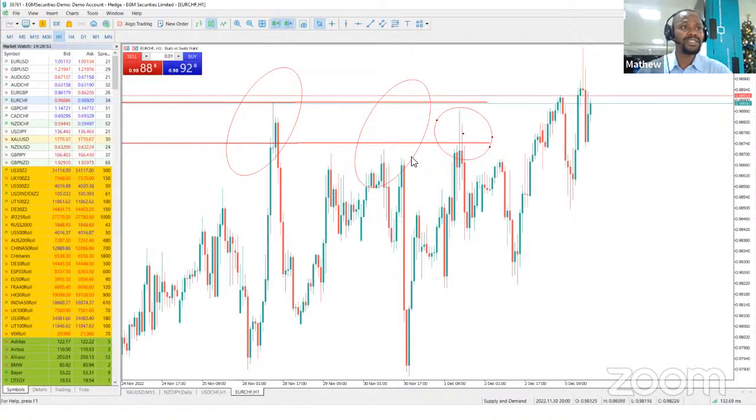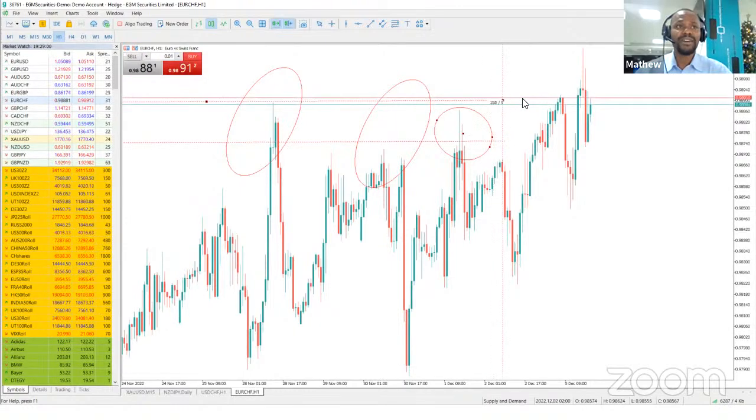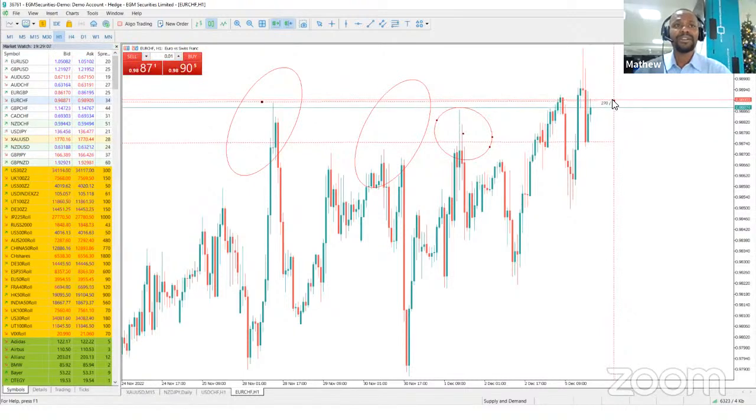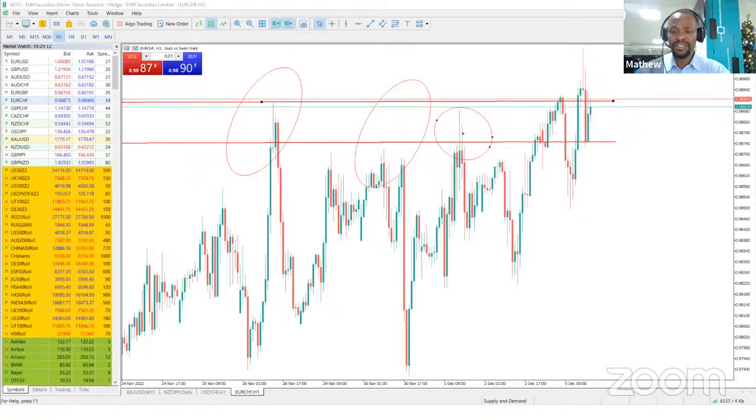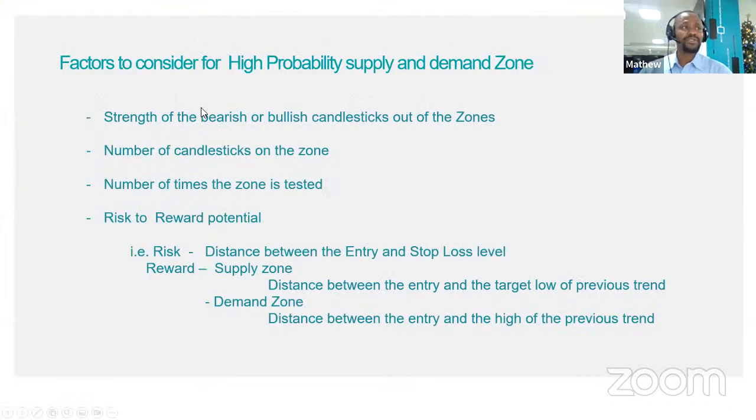So this one is a supply zone, where you have interest to sell. And on the third time, actually not that time, the fourth time, it's still turning into a supply zone. But now this is where the idea comes in. If you can remember very well in the presentation, let me put it up again, where I was talking about factors to consider for high probability supply and demand zones.